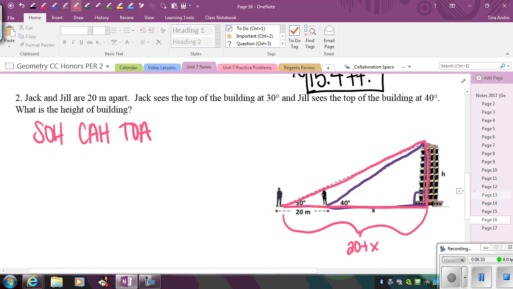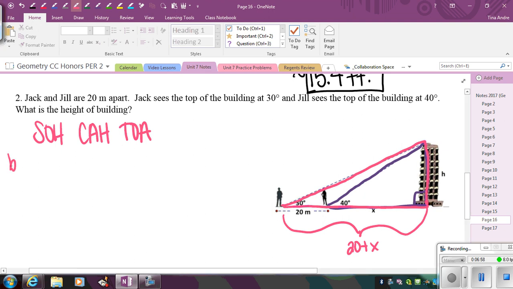So in this situation, you have two unknowns, but luckily we have two equations, so we can use a system of equations and then solve by substitution or elimination to be able to solve for both variables. So I'm going to use substitution, but the first thing you have to do is come up with your two equations, because you have two variables, so you need two equations.